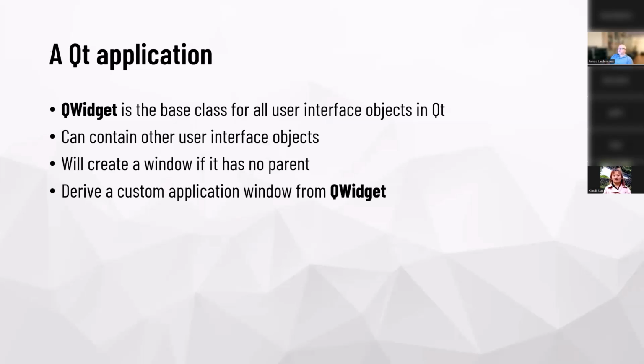So a QWidget is the base class for all user interface objects in Qt, and if you create a QWidget by itself, and there is no window yet, Qt will create a window for that widget. So that was what was happening in our last example. We created a widget. It was the root widget. It didn't have any other windows associated with it, and then Qt added a window around it. You can also derive custom windows from QWidget, so you can specialize them to be either controls or other widgets.